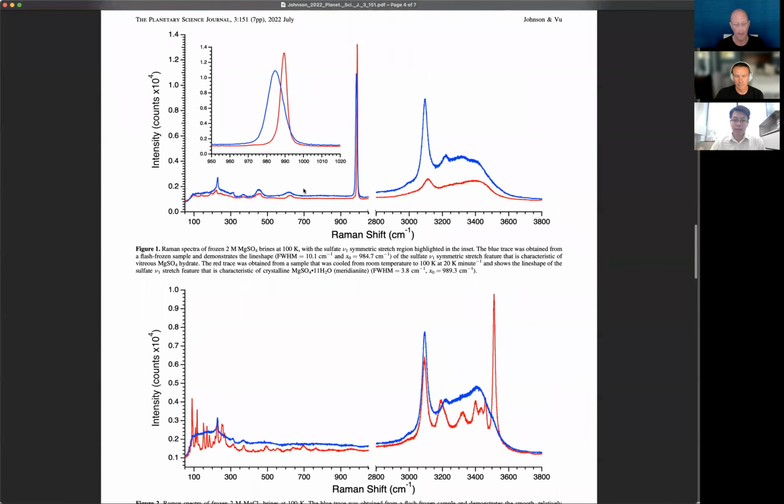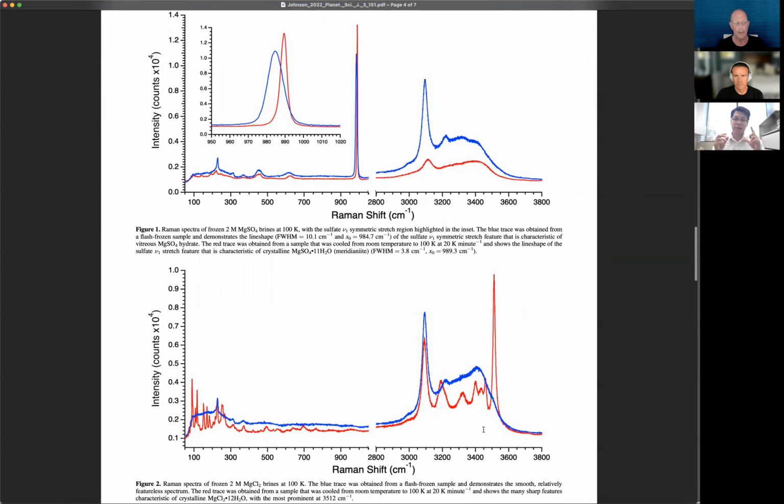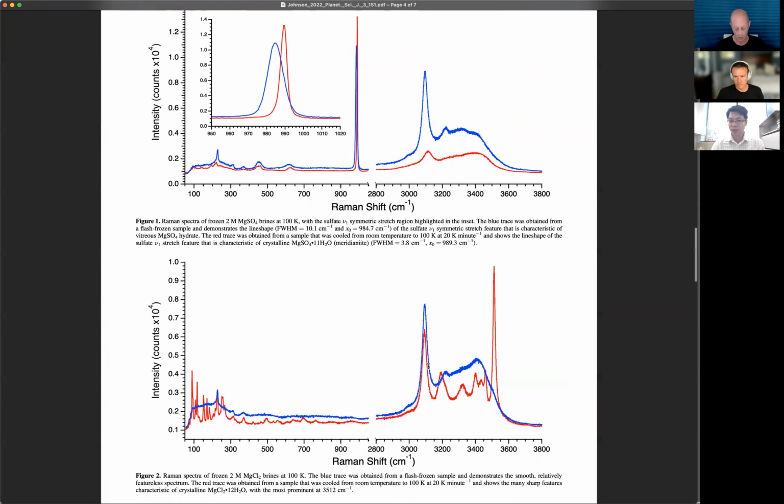Yep. And so unlike the sulfate, which has a molecular vibration within the ion that you can see, chloride doesn't have that vibration. So you have to see it through its perturbation to the water region. The most apparent one is the 3000 to 3600 region.